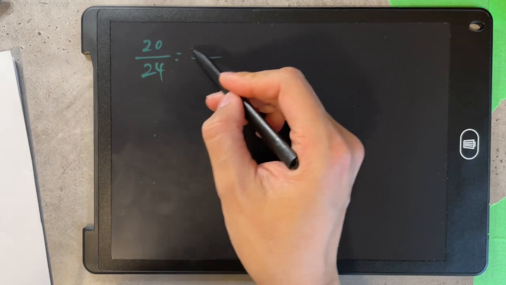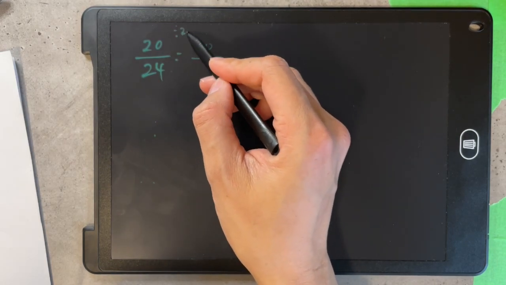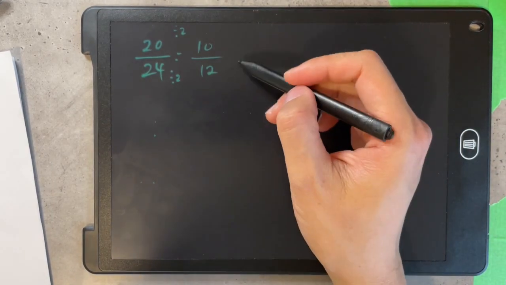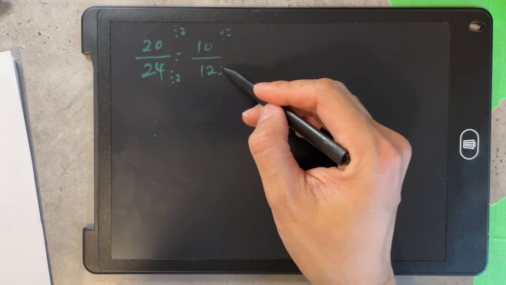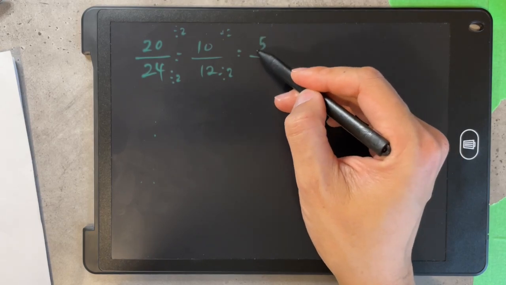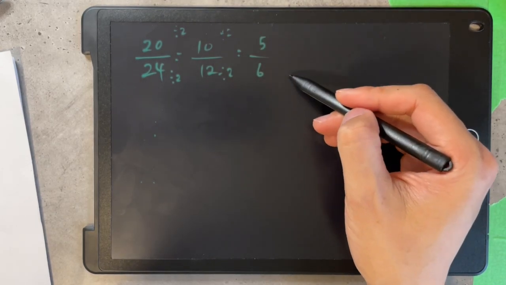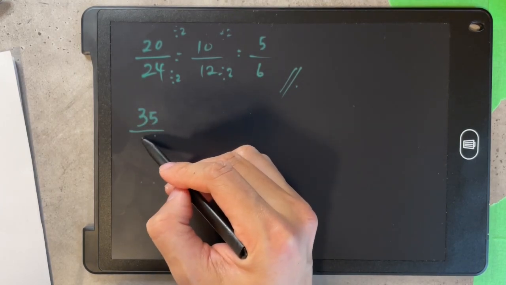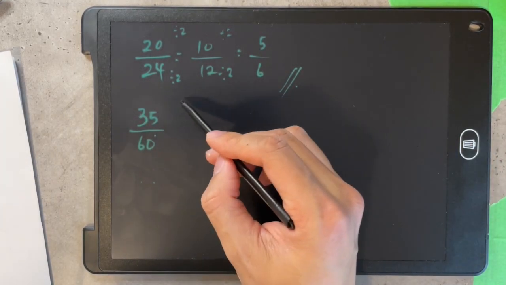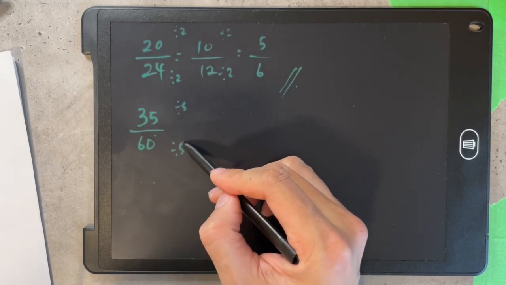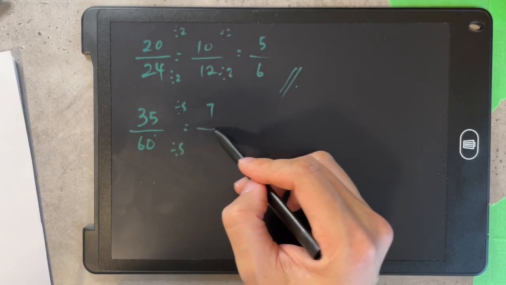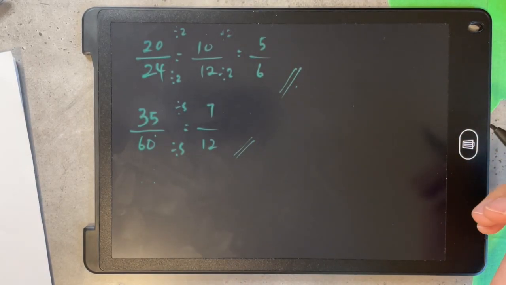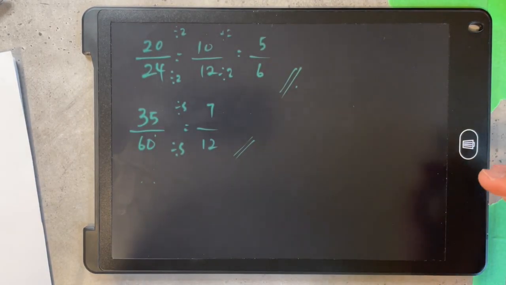I can simplify that by dividing by 2. I get 10 over 12. I can do the same thing again by dividing by 2. I get 5 over 6, and I can't do that anymore, so that is done. Let's say I have 35 over 60, so I divide by 5. I get 7 over 12. Now I can't divide that further. That is the simplest form.